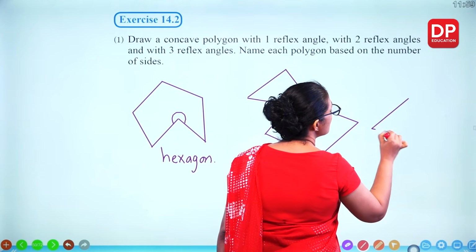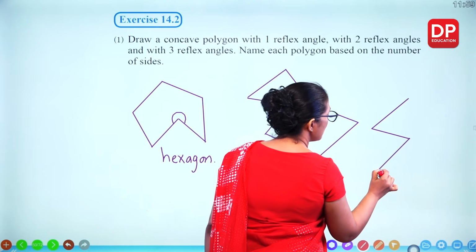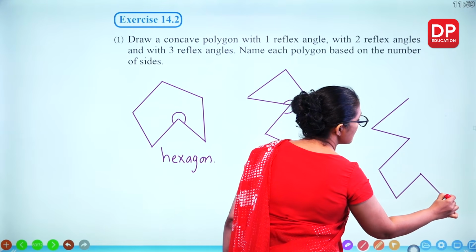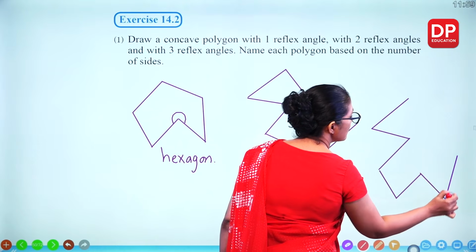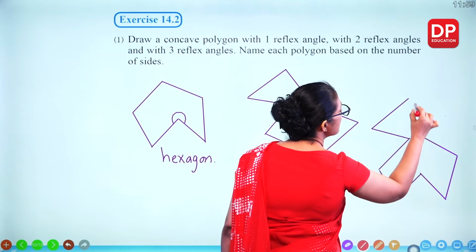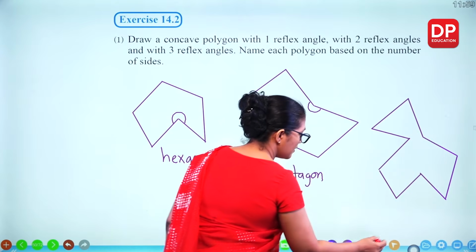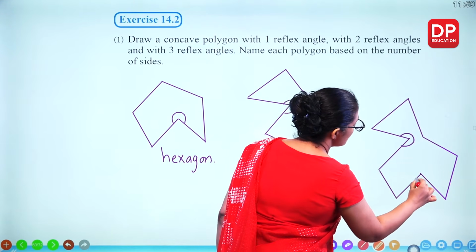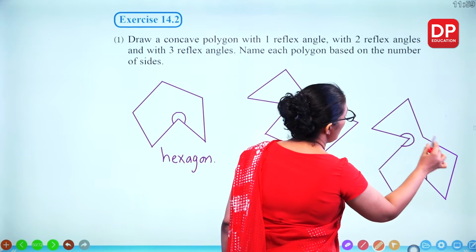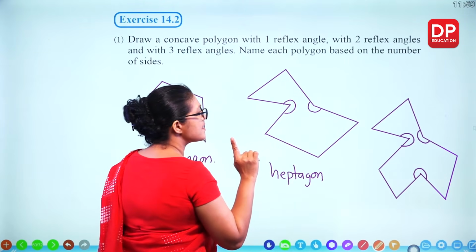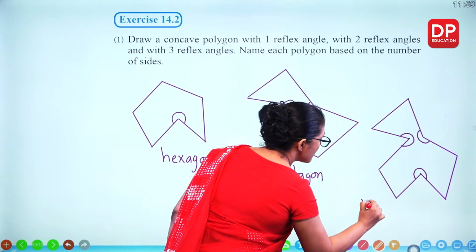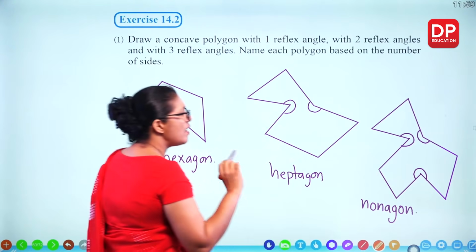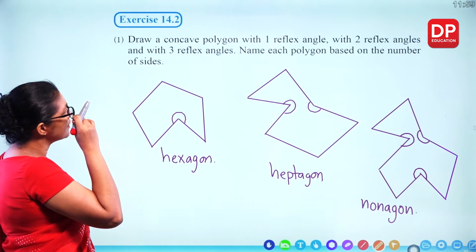1, 2, 3, 4, 5, 6, 7, 8, 9. What's that? 1, 2 and 3. 3 reflex angles are there. So 9 sides, nonagon. So you can draw any polygon that you like.